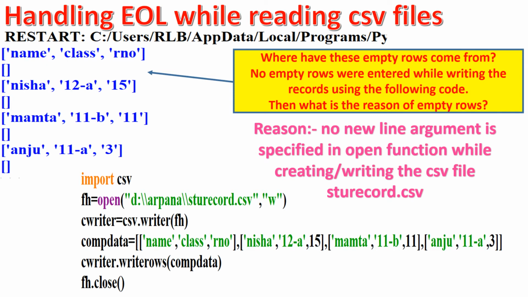Now another concept is how to handle EOL while reading the CSV file. EOL means end of line. So if you execute the code which was written in the previous slides, you will actually get this kind of output, that is the first row with the first set of values and then an empty set here, then again the second row and empty values, then the third row and empty values. Now where have these empty values come from, because the empty values were not there when the file was actually created.